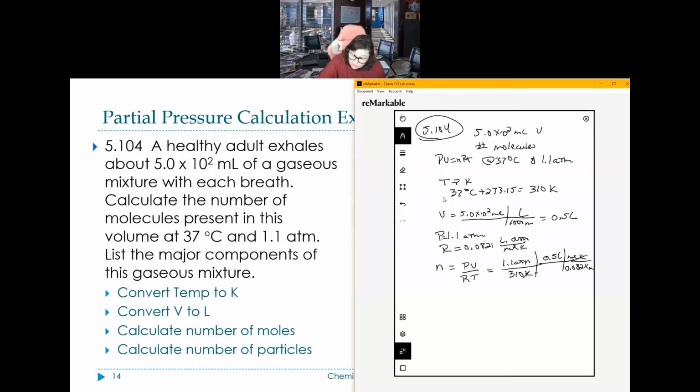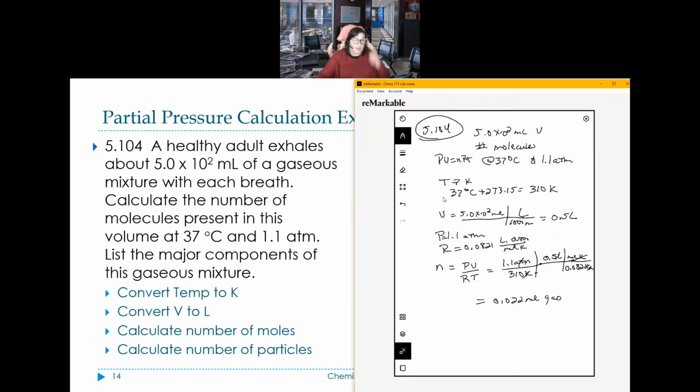Kelvin, Kelvin, atmosphere, atmosphere, liter, liter cancel. So that gives me an answer with a unit of mole, which is what I want. And if I do all of that happy math, that gives me 0.022 mole of this gas.